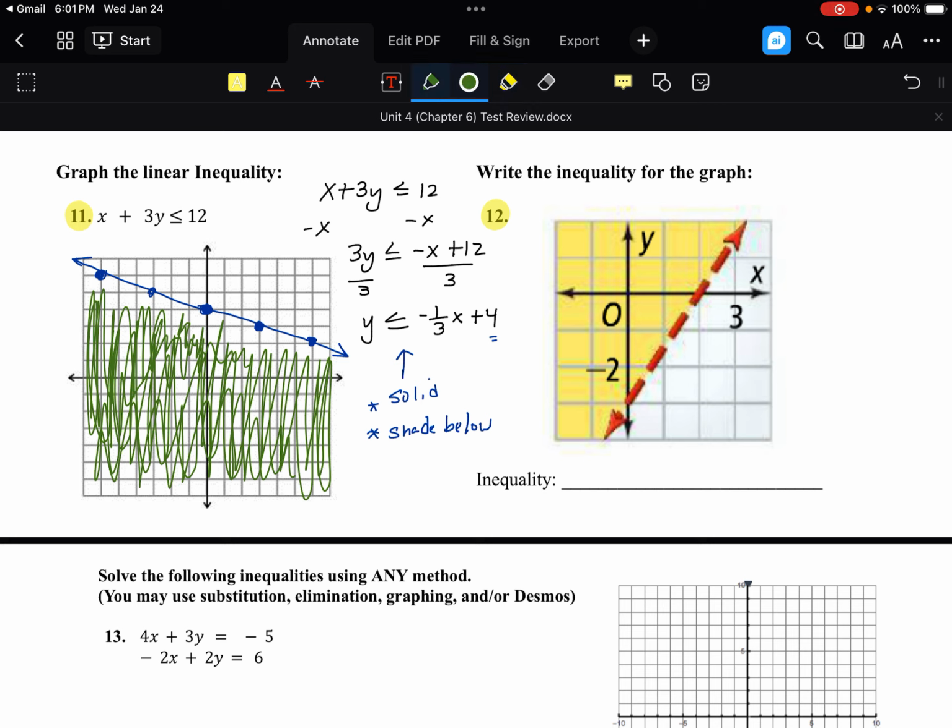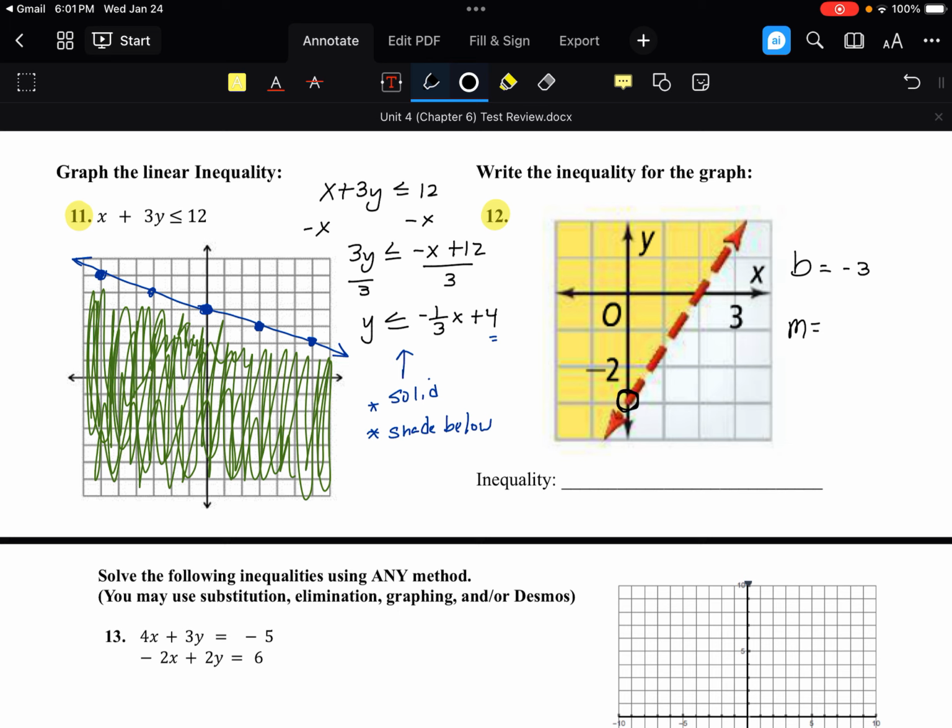All right, and then we'll look at question 12. So question 12 is kind of reverse engineering the inequality that this graph represents. In order to do this, we first need to figure out our y-intercept as well as our slope. So in this case, our y-intercept should be this point here, which is negative 3.